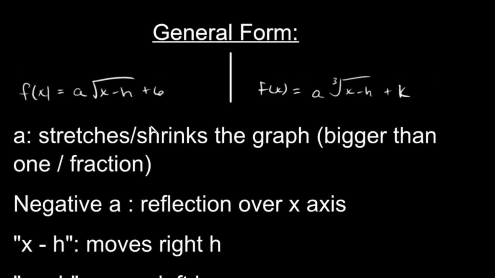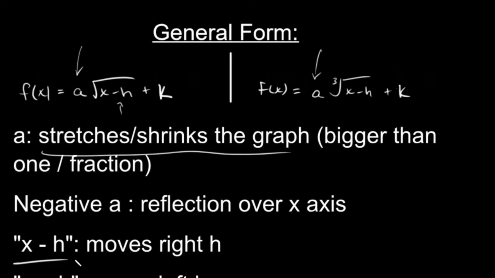Now, the general form. This is supposed to be a k. Okay, so the point of this slide is to show you that everything is the same as we're used to. That number still stretches and shrinks the graph. The number inside here still moves it right, and if it's plus, it still moves it left. This number at the end still moves it up. If it's negative, it still moves it down. None of this stuff has changed.